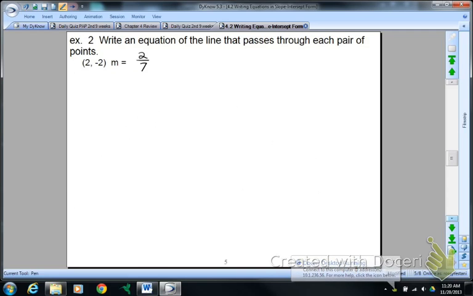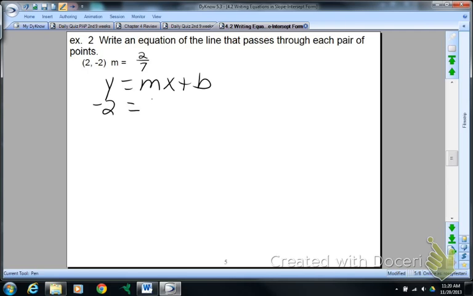Okay, example 2. Write the equation of the line that passes through each pair of points. Now here you're given a slope, and the slope is a fraction. So let's see if we can do this with fractions. So write y equals mx plus b. Your y is negative 2. Your m is 2 over 7 times x is 2, and I'm going to put it 2 over 1 because anytime I'm multiplying fractions, I put it over 1, plus b.